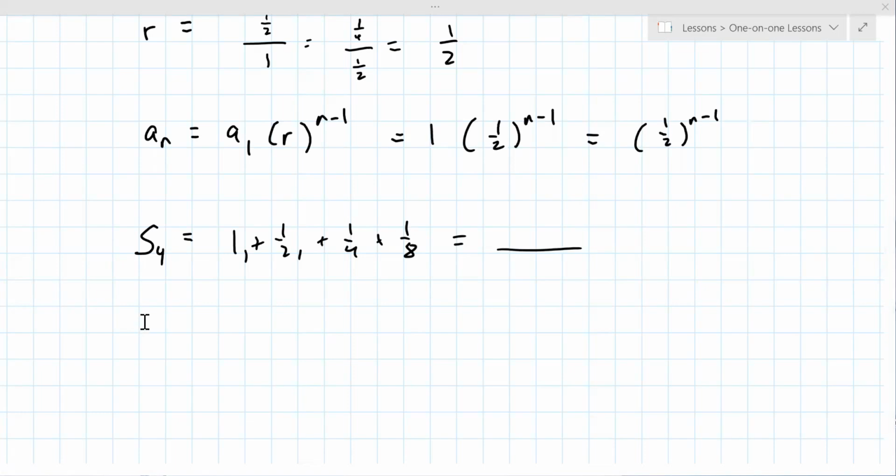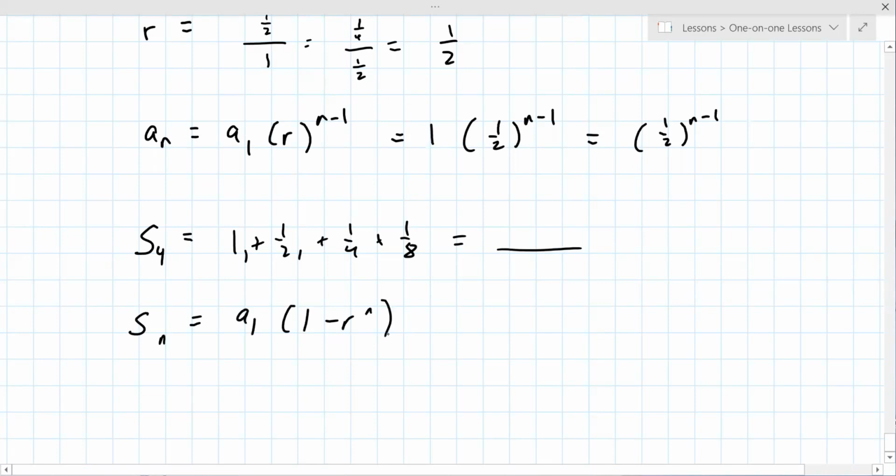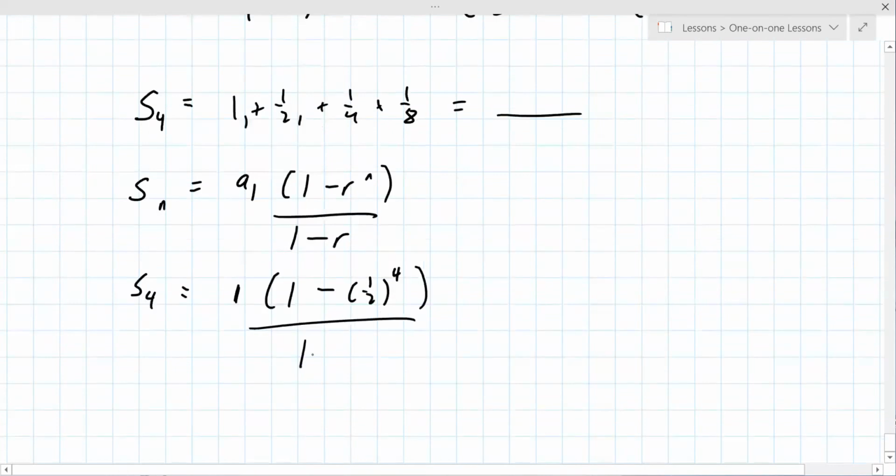Your partial sum, the sum of n terms, is a1 times 1 minus r to the n, over 1 minus r. So let's say I wanted the sum of the first 4 terms. It would be the first term, 1 minus the ratio, which is 1/2, to the n, where n is 4 because it's the number of terms, over 1 minus 1/2. Whatever this is, it should be the same as this. And you will probably get some problems like this.